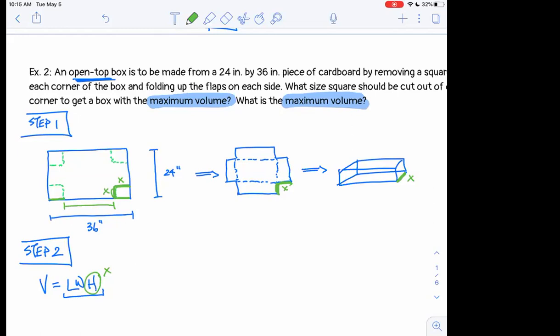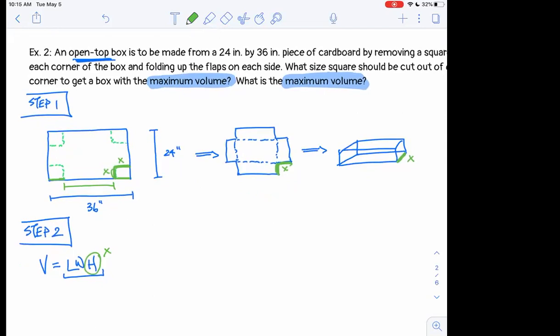Okay, why do you say minus 2x? You got 1 on each side. You got 1 on each side, exactly. Okay, what could we say about this length right here? 24 minus 2x. Good, because I'm cutting out 1 square from each side. So this part of the box is going to be 24 minus 2x. And this part of the box is going to be 36 minus 2x.